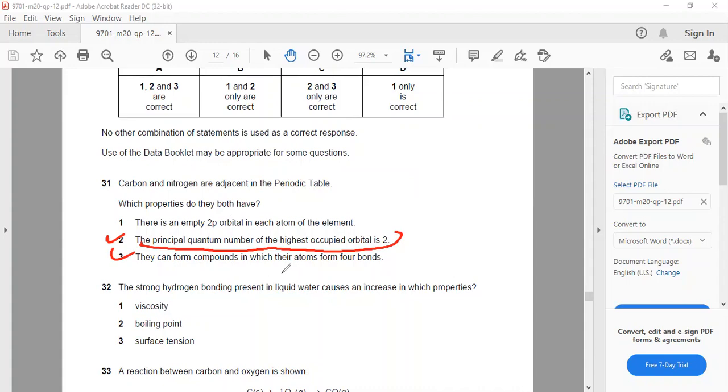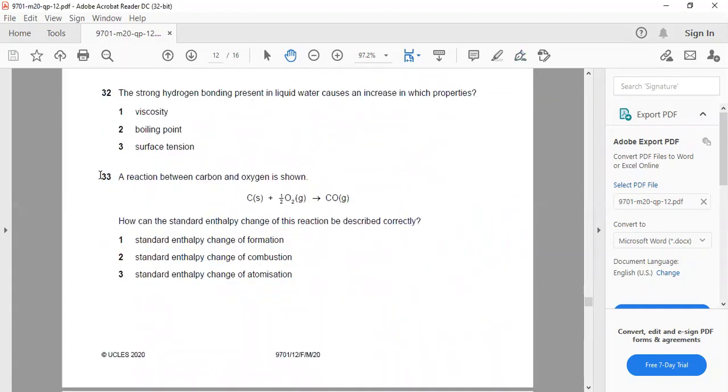They can form compounds in which their atoms form 4 bonds. Yes, carbon makes 4 bonds, and nitrogen can also make 4 bonds, like ammonium. But nitrogen, when it makes four bonds, as I explained in question number 8, has a plus charge.